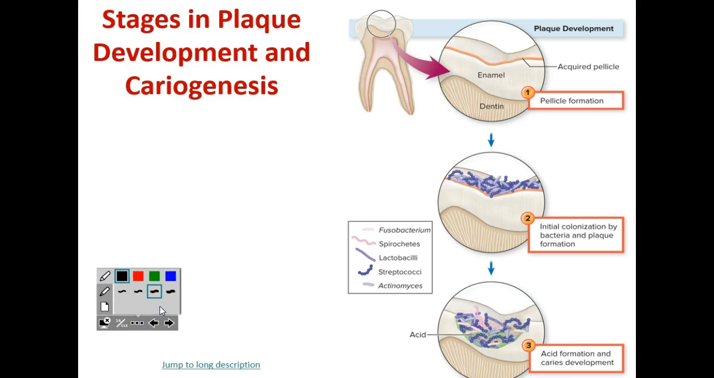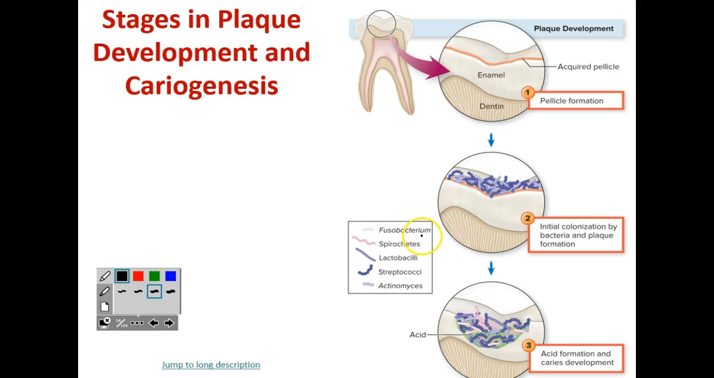So the stages in plaque development and caries formation. Pronounce it how you like. We have pellicle formation. Then there is an initial colonization by bacteria and plaque formation. You see all these little purple ones here? That's the streptococci. We have lactobacilli. And we have spirochetes. Spirochetes are which of the three morphologies that we studied? Spirilla.